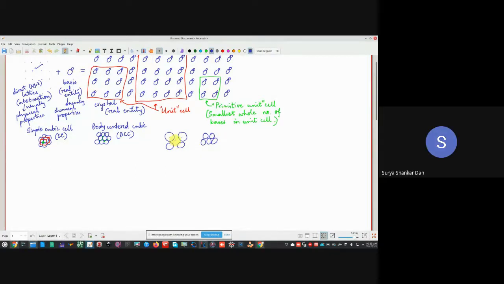Okay, so if the space is more, what will happen? The atoms are more distant from each other, so it will be easier to break the bonds. Simple. Okay. So nature will always... we will see in the next few lectures.